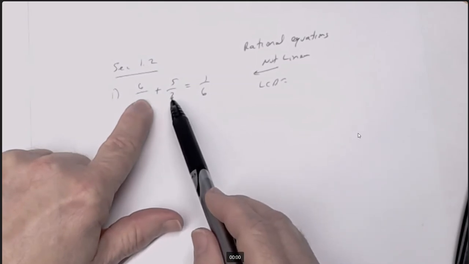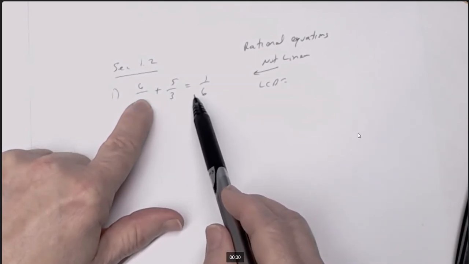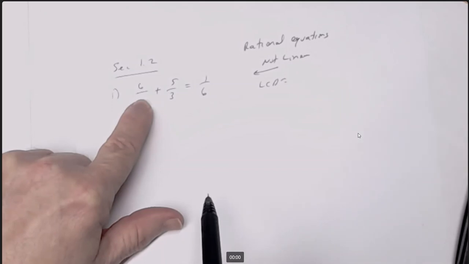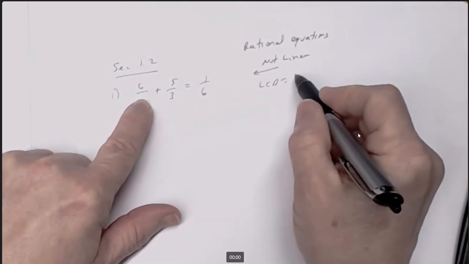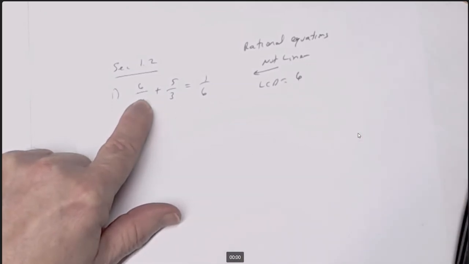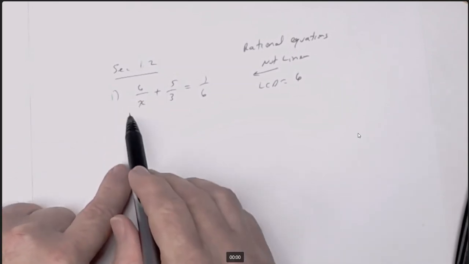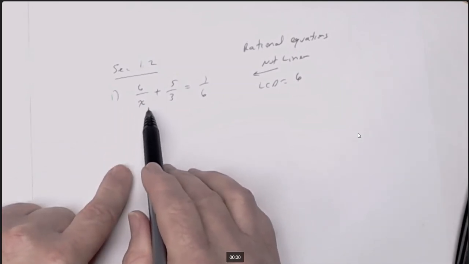6. So my least common denominator is going to have a 6 in it. But then I also see another factor. What other factor do you see? X. So my least common denominator is going to be 6 times x. And that's it. There's your least common denominator.